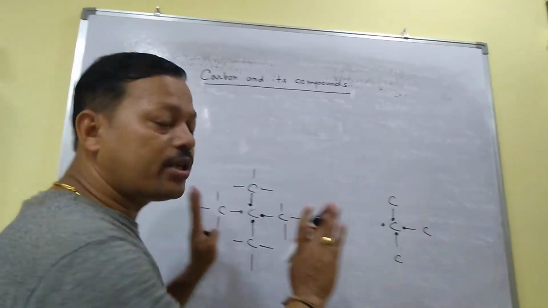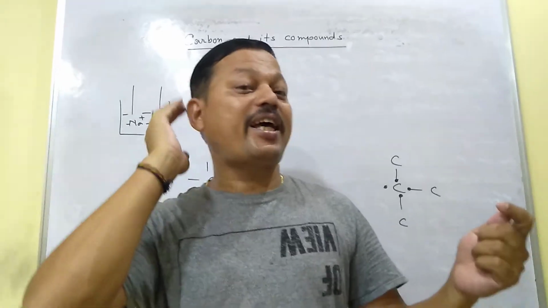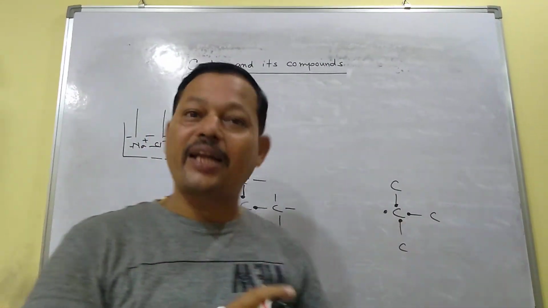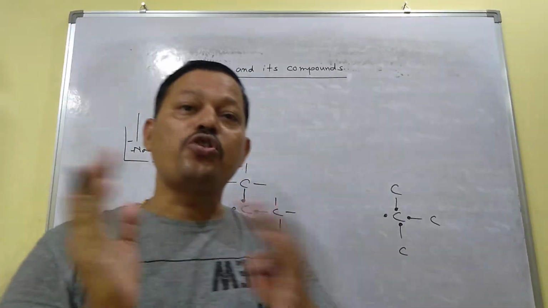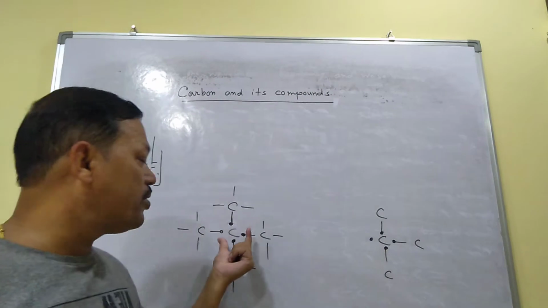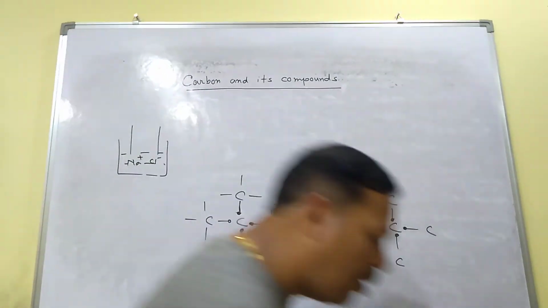So although both diamond and graphite are allotropes of carbon, their characteristic properties are different. One is a good conductor of electricity, one is a bad conductor of electricity. Good conductor of electricity due to the presence of free electrons, bad conductor of electricity due to the absence of free electrons. So this is one of the points.